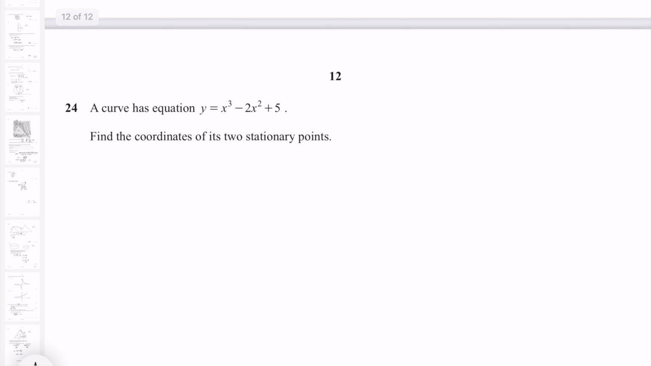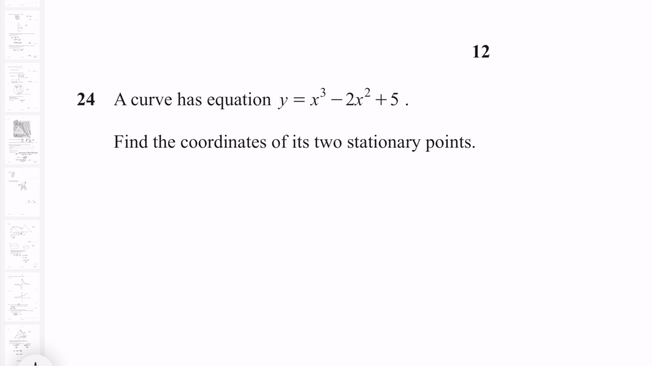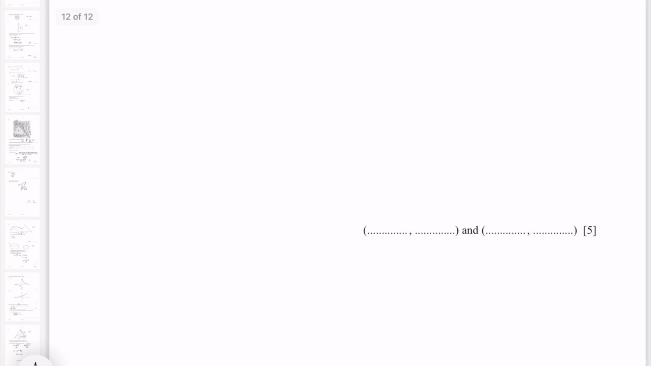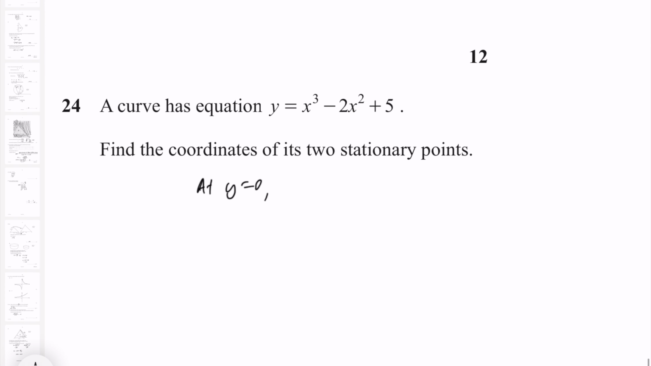Now, question 24. A curve has equation that find the coordinates of the stationary points. Okay, so you want the stationary points. Basically, you want to find where y equals 0. At y equals 0, x cubed minus 2x squared plus 5 equals 0. There's a calculator trick. Again, I'm going to... Oh, okay, it's cubed, so you can't actually do that. We could differentiate or do long division. Yeah, there's many ways of doing this.